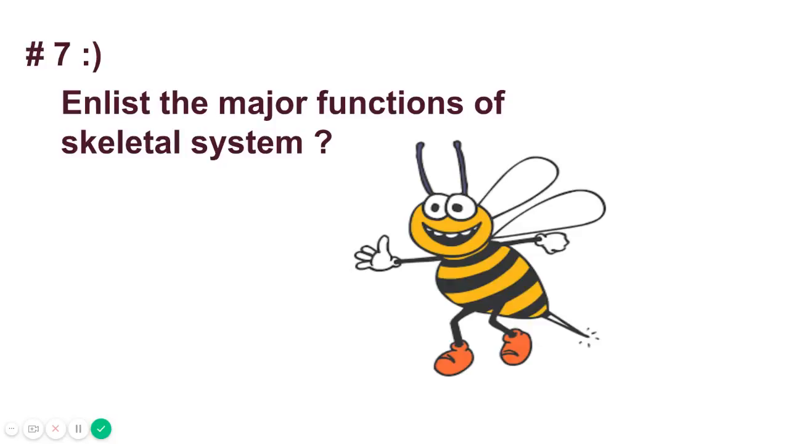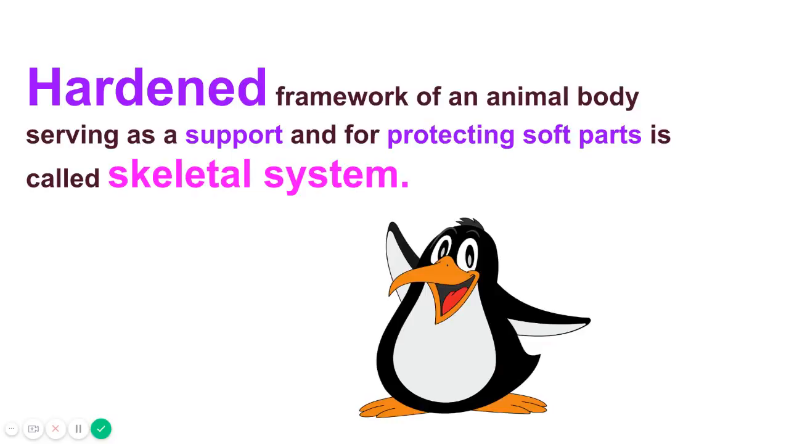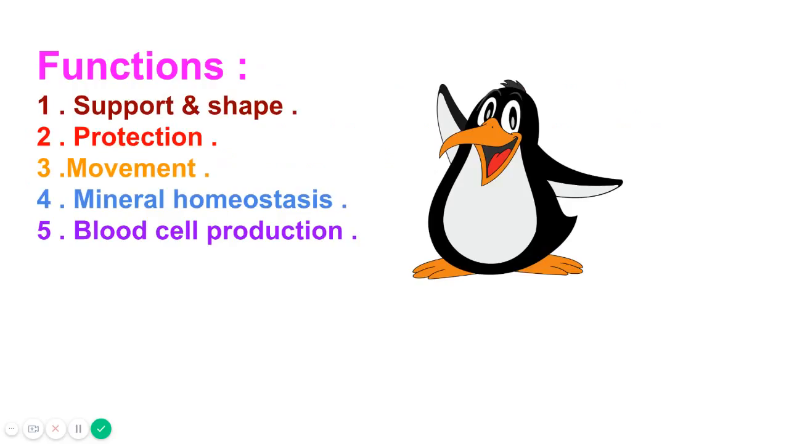Question number 7 is enlist the major functions of skeletal system. Students, the hardened framework of an animal body, serving as a support and for protecting soft parts, is called skeletal system. The main functions are support and shape, protection, movement, mineral homeostasis, and blood cell production. The skeletal system provides support and shape to the body.